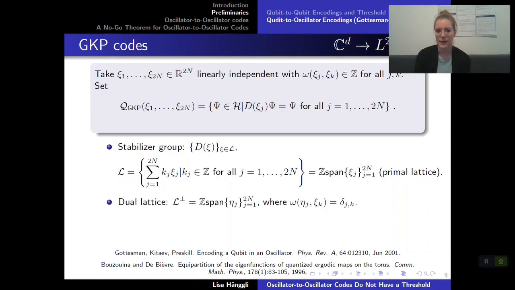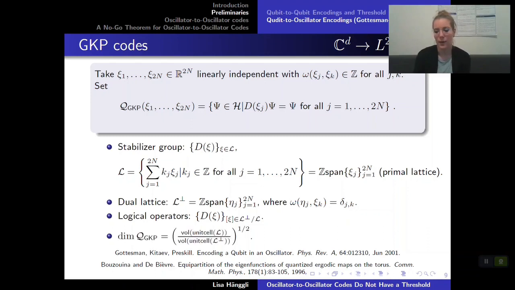Okay, so this lattice has a dual which is generated by eta_j such that the symplectic inner product with the xi_k is 1 exactly when j equals k and 0 otherwise. And with the help of this dual lattice, we can now get a complete family of inequivalent logical operators, indexed by L-perp modulo L. And also, the dimension of the code is given by the square root of the relative volume of the unit cells of the lattice and of its dual.